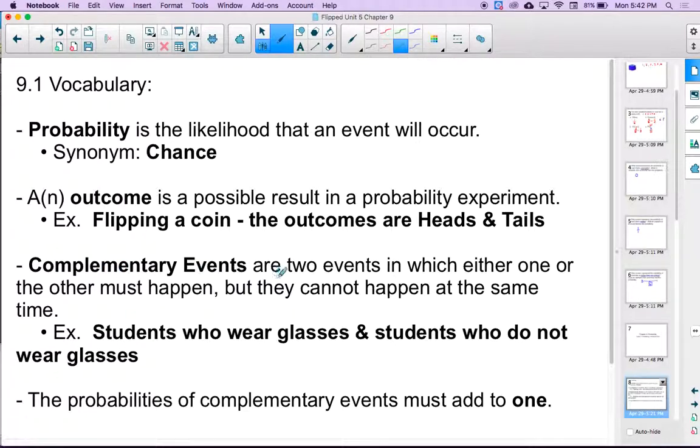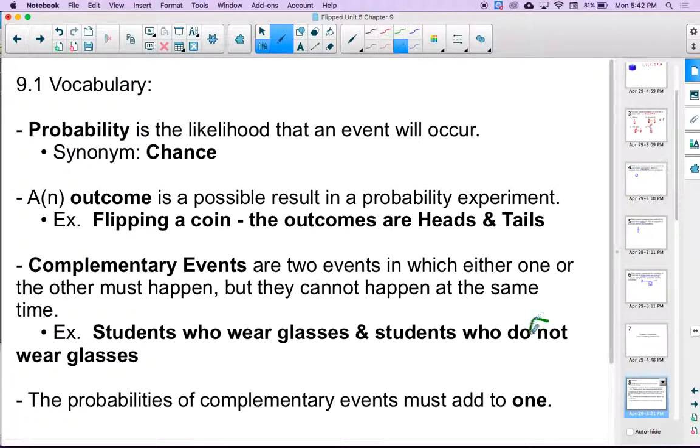Complementary events are two events in which either one or the other must happen, but they cannot happen at the same time. So you either fit into the category or you do not fit into the category. So here's my example to you: students who wear glasses and students who do not wear glasses. You can fit in one or the other, but you cannot fit into both of those categories. Another example might be students whose favorite ice cream flavor is chocolate and students whose favorite ice cream flavor is not chocolate. The key word there is not.